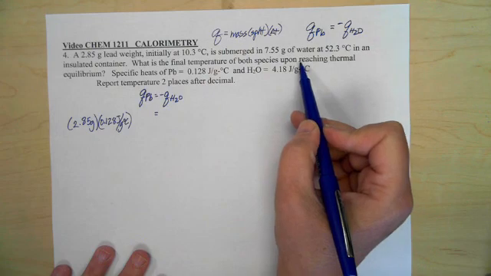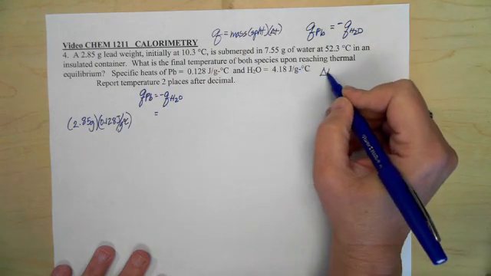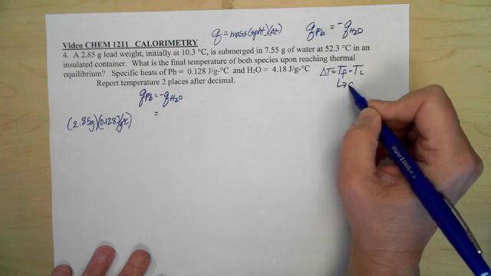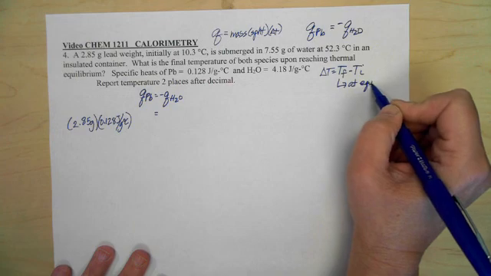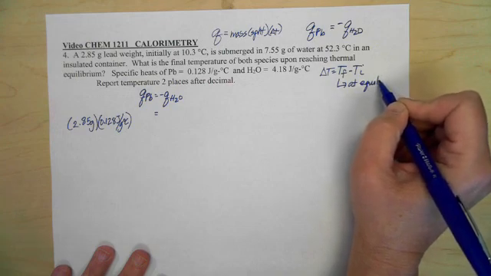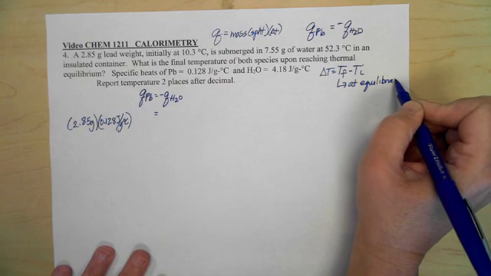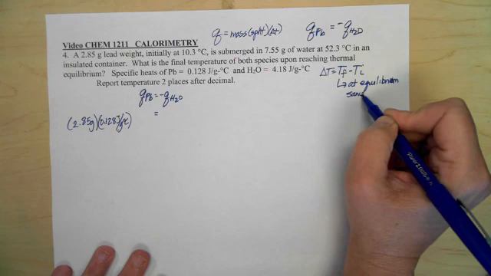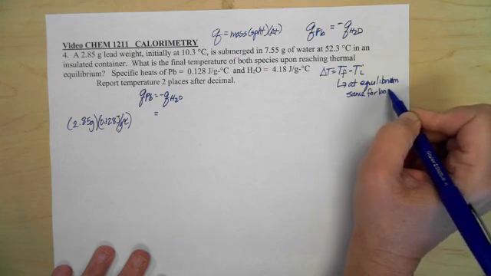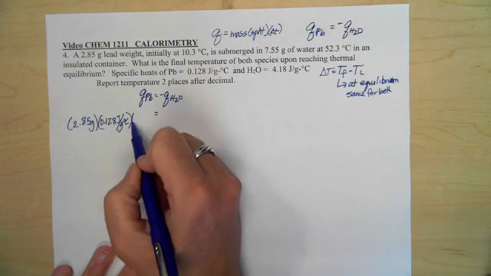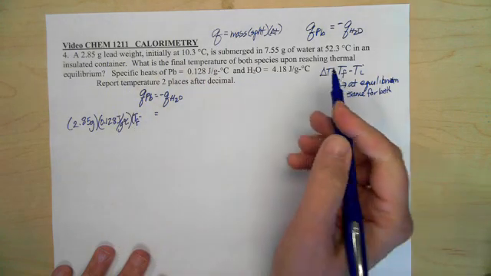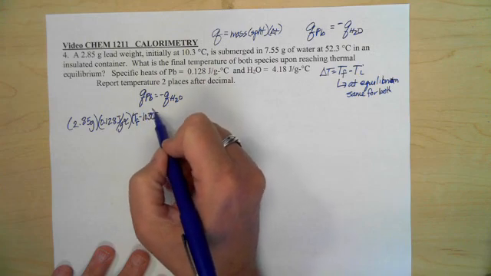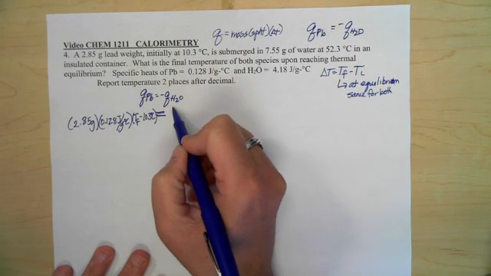And we're looking for T final. So delta T, remember, is equal to T final minus T initial. And when we're done at equilibrium, the T final is the same for both because they're in contact. So that means that I don't know what T final is, but I know what T initial is, and it was 10.3 degrees C. Alright, so I got my equal sign, so now let's do our water.